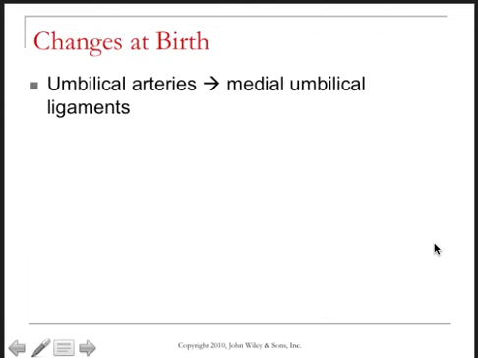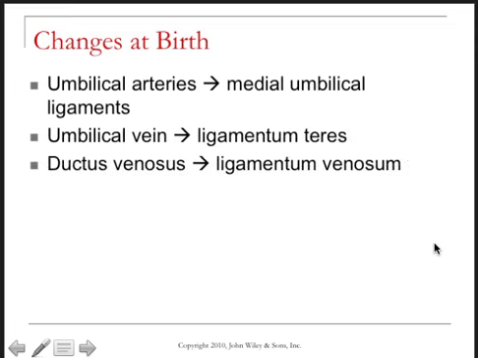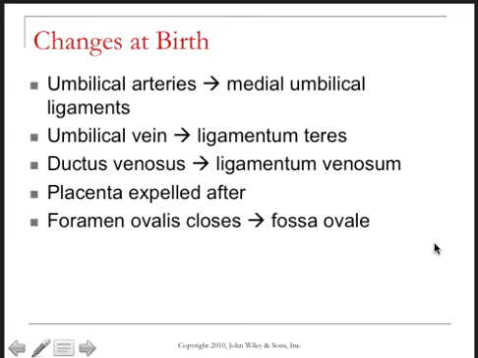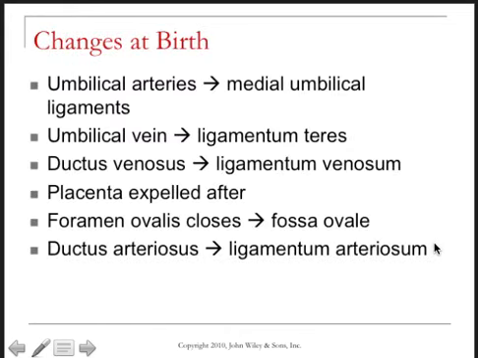So the changes that occur at birth are that the umbilical arteries become umbilical ligaments. The umbilical vein becomes the ligamentum teres. The ductus venosus becomes the ligamentum venosum. The placenta is expelled after birth. The foramen ovale closes and becomes the fossa ovalis. The ductus arteriosus closes and becomes the ligamentum arteriosum. And now the adult circulatory routes have been established.